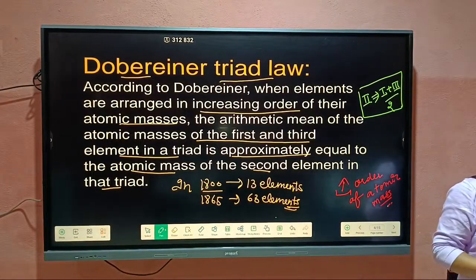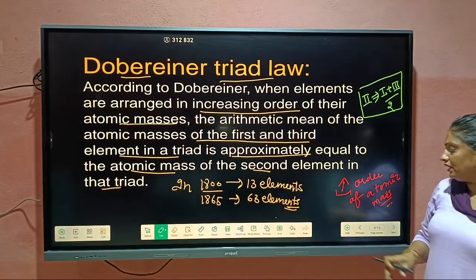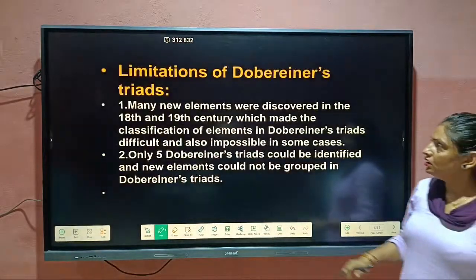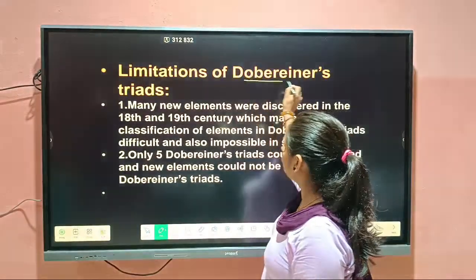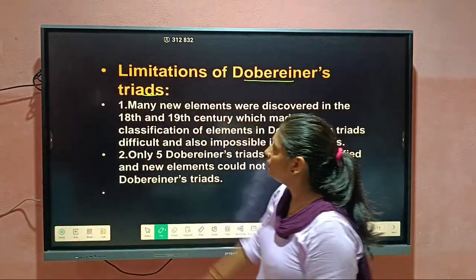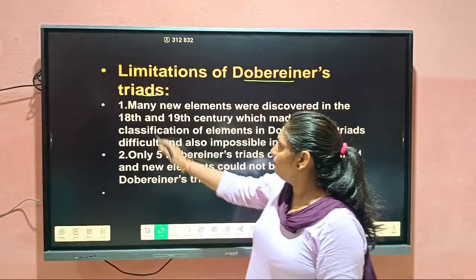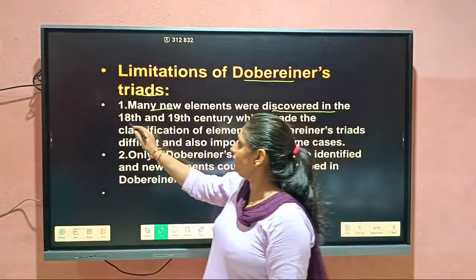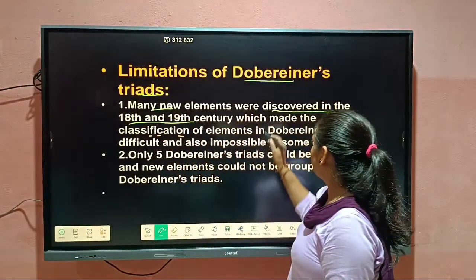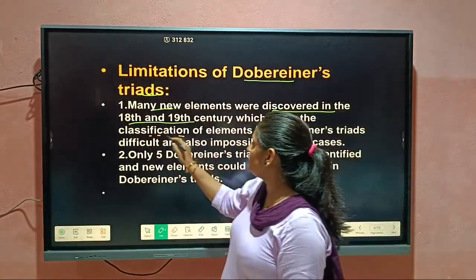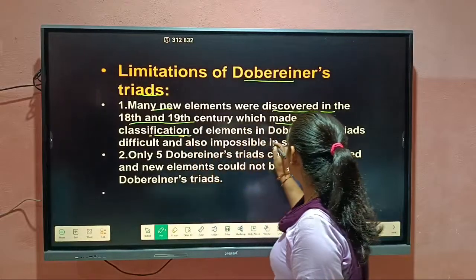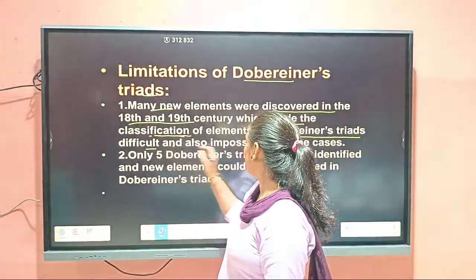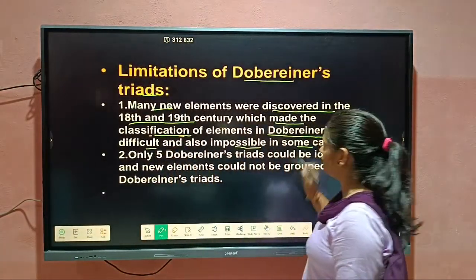Any doubt in this law? Okay, but this law had some limitations. Limitations of the Dobereiner Triad. First limitation is that many new elements were discovered in the 18th and 19th century, which made the classification of elements in Dobereiner Triad difficult and also impossible in some cases.